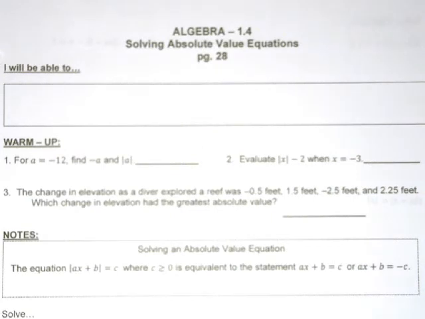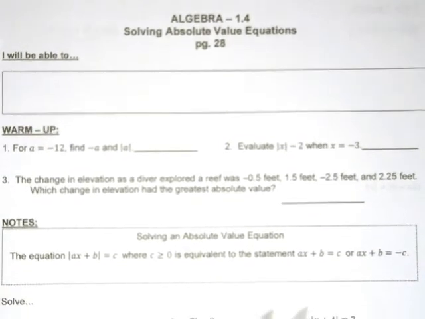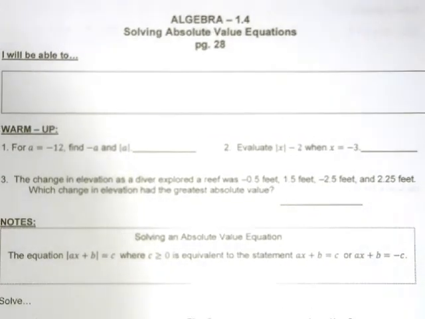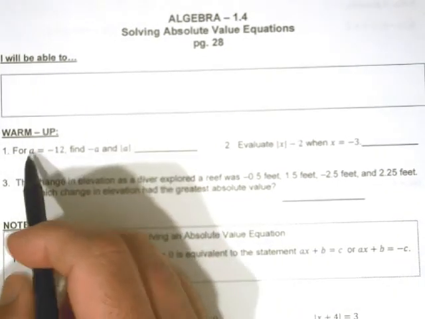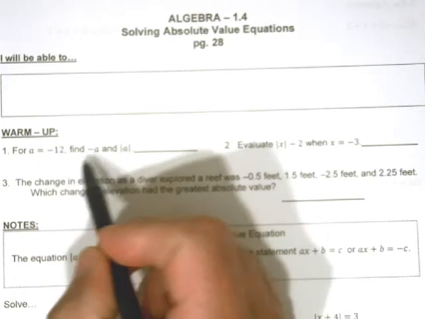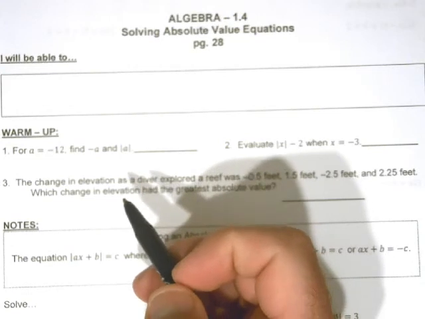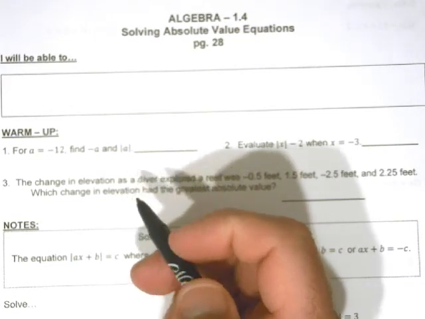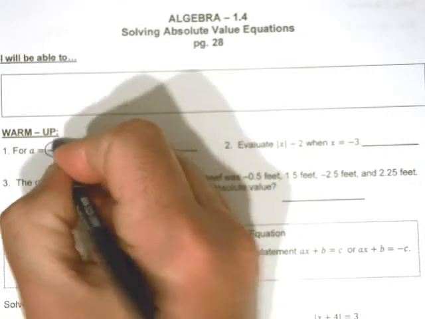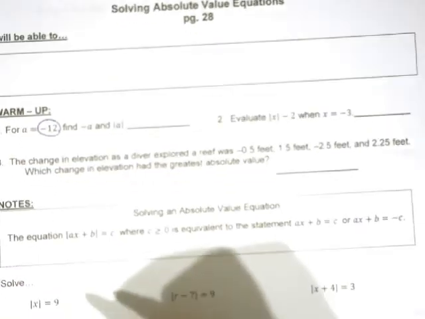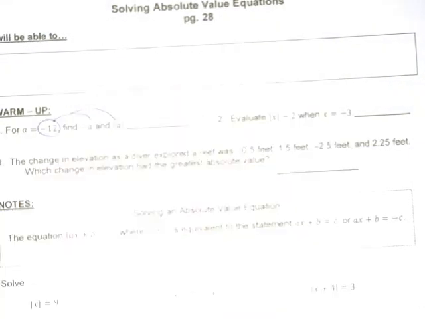For your warm-up here, actually we'll take a picture of these, but working on our past lessons. So you have here an a that is minus 12, and we want to find minus a and our absolute value of a. So basically what we're asking you to do here is take this value of minus 12 and substitute it into both of the a's there.